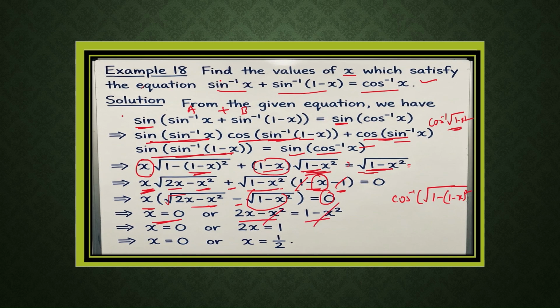This minus x square cancels. 2x is equal to 1. Then x is equal to 1 by 2. We got two values of x here. Sorry, x is equal to 0 and x is equal to 1 by 2. This is a very important example. Next one.